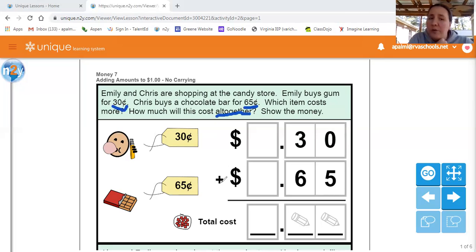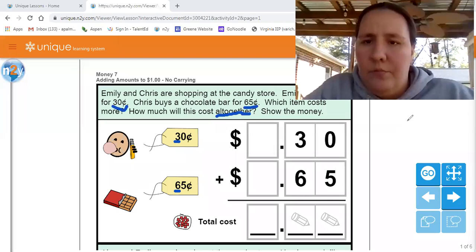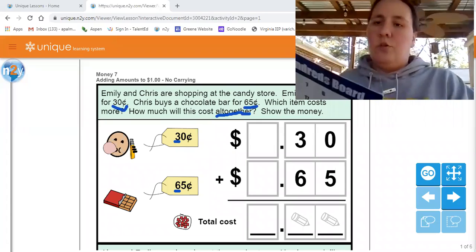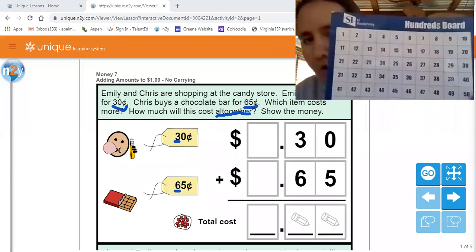So I first want to figure out which one is more. So over here we have our price tags, and we want to look at our biggest place value. So the biggest place value is the tens place. So I have a 3 and a 6. So if I'm not sure which one's bigger, I can go to my hundreds chart. Let me make myself bigger so you can see my hundreds chart a little bit better. I'm going to go to my hundreds chart, okay?